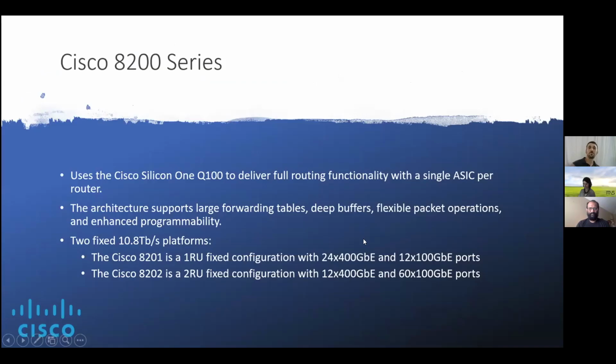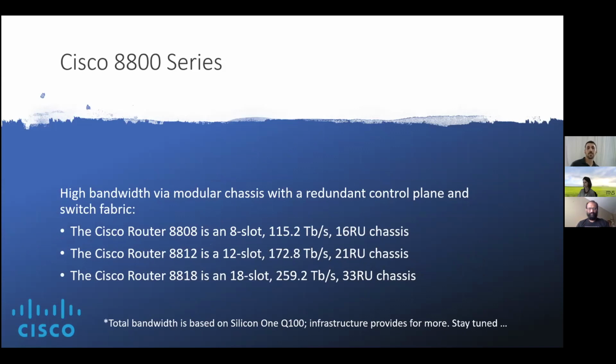So we have the Cisco 8200 series, which is a fixed platform of 10.8 terabit per second, and we also have the 8800 series, which are modular chassis spanning from 8 to 18 slots, and from 115 to 260 terabit with the Silicon One Q100. So that's like a history. This is where we started, how we went along the way, and without programmability, we couldn't have done it. P4 is the vehicle that we chose to use, again, because it contains the elements that are important for networking.